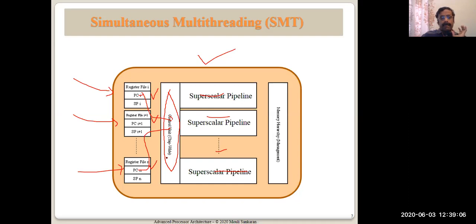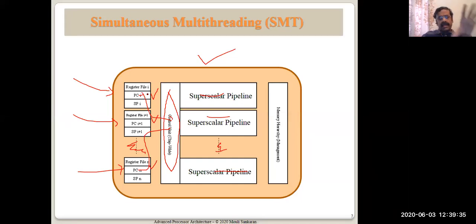Okay. So in this picture, suppose this dotted one is not there. Assume that there are only three. How many processes are running? There are only three processes. And you have multiple scalar pipelines shown. I will show you a real Intel implementation wherein you will see that there is only one core, one superscalar pipeline with multiple contexts. This is a generic picture.